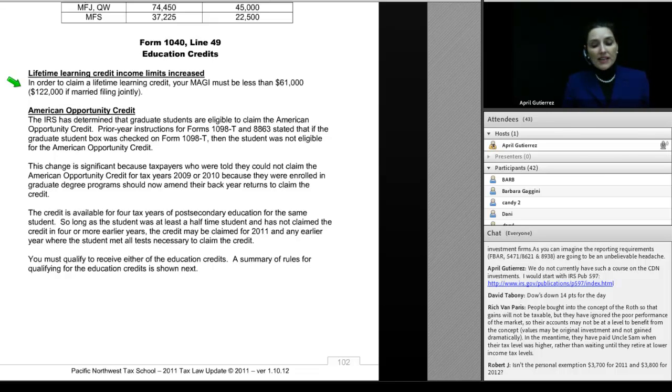But wait, the IRS has determined that graduate students are eligible for the American Opportunity Credit. Prior year instructions on the 1098-T and the 8863 stated that if the graduate student box was checked on the Form 1098-T, then the student was not eligible for the credit. This change is significant because taxpayers who were told they could not claim the American Opportunity Credit for tax years 2009 and 2010 because they were enrolled in a graduate degree program should now go back and amend the returns and claim it. Now get this, the IRS person who was speaking said, well, this is only going to be a problem for the people who read the instructions.